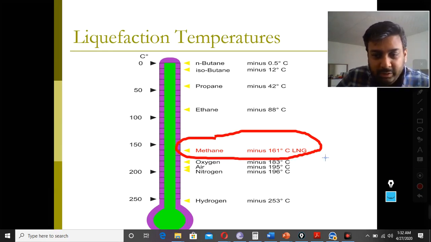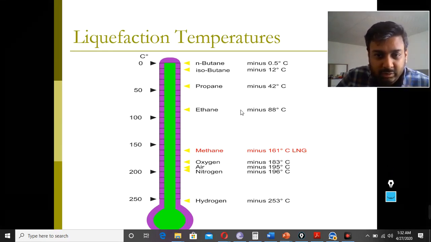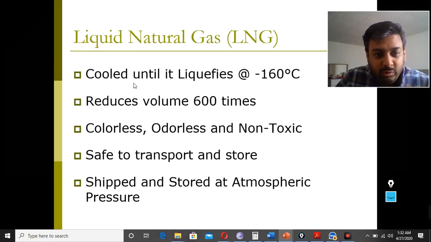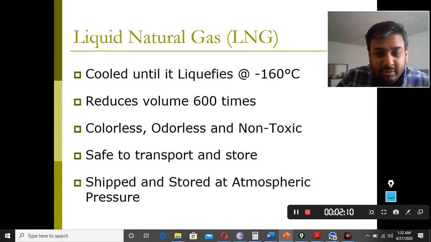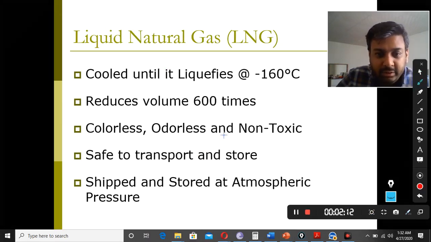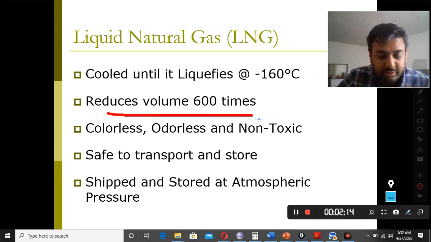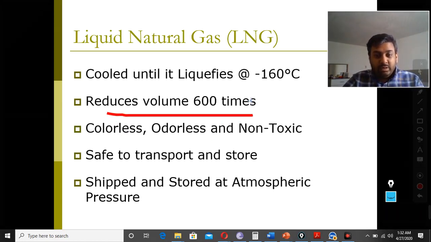But again, we have to maintain the temperature of the liquid. It is cooled until it is liquefied at minus 160 degrees centigrade. And remember, there is one important thing here: the volume is reduced 600 times. That's 600 times its volume is reduced. So it is easy to transport.